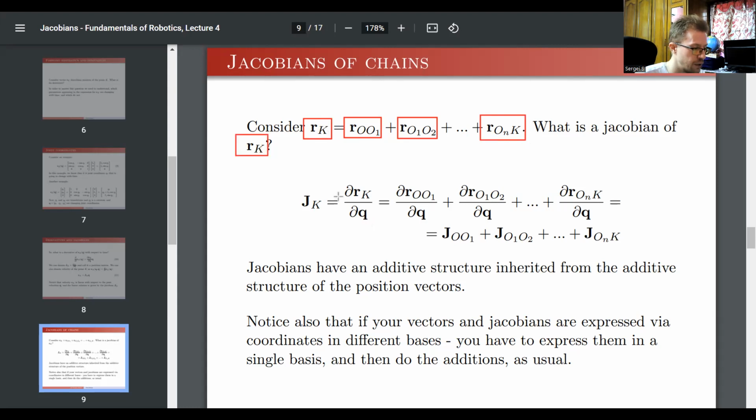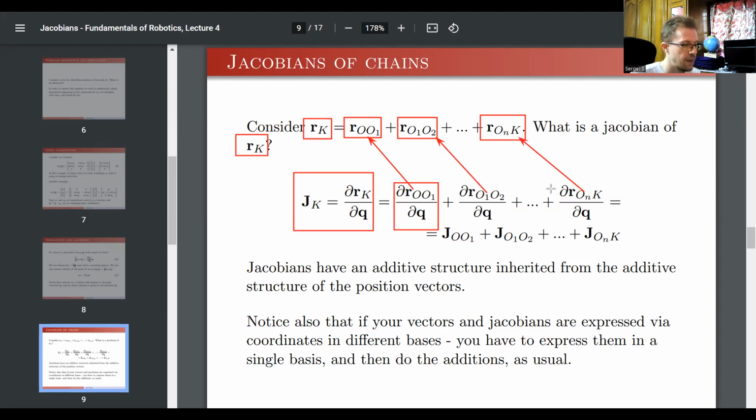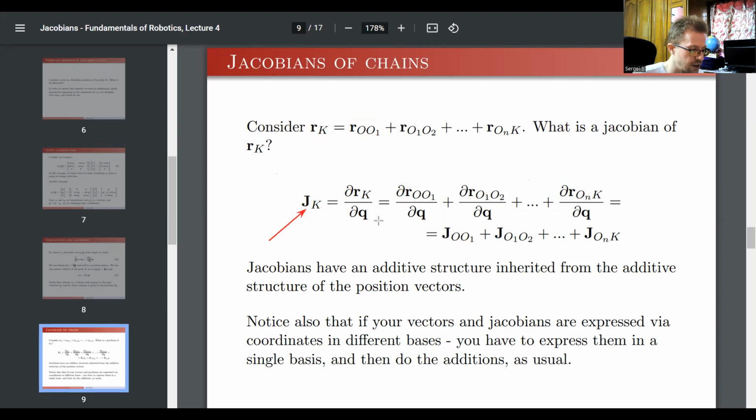So what is the Jacobian of K? Jacobian of K is partial derivative of K with respect to Q dot, or to Q, sorry. And that is partial derivative of vector here, O to O1, partial derivative of vector here, O1 to O2, partial derivative of vector here, ON to K, right? Because derivative of a sum is a sum of derivatives. From that follows that Jacobian K is a sum of Jacobians of individual vectors that form it.